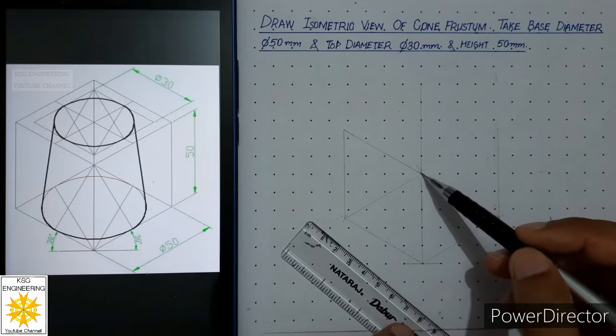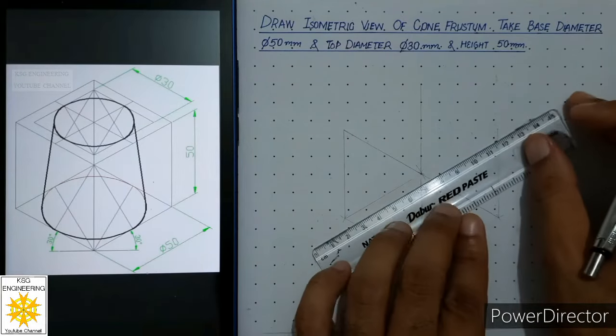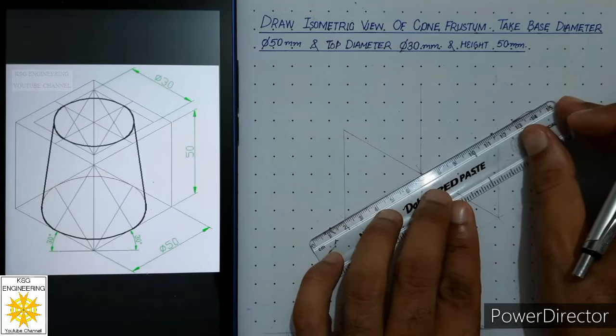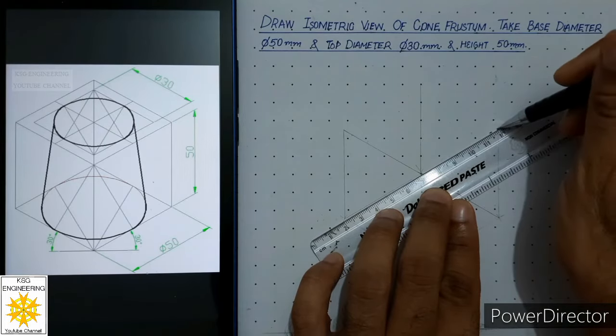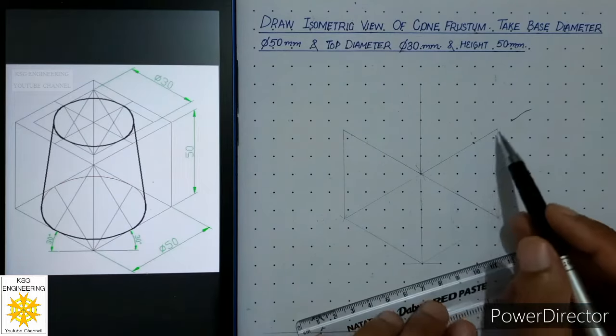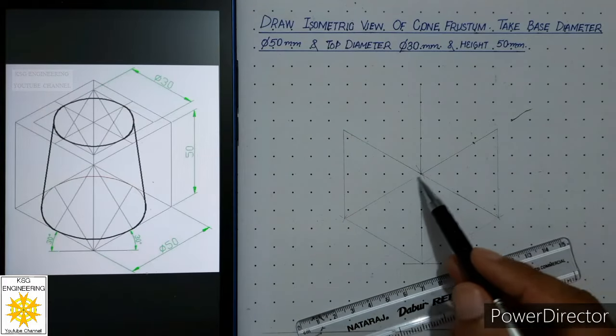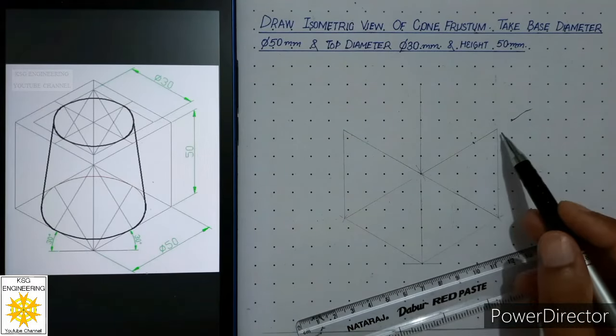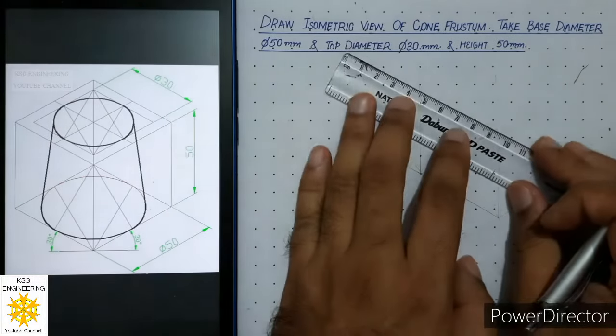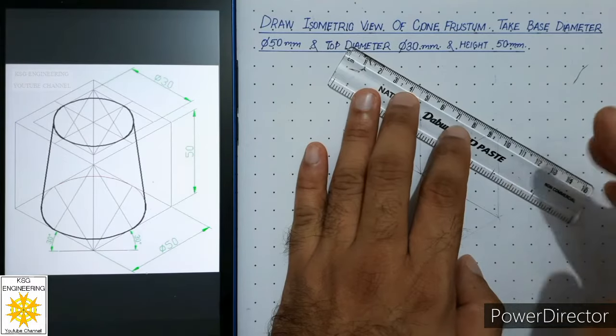Then align these 2 points with the help of a scale and draw another continuous thin line over here. So when you draw this line, you will find that these 2 lines will be in line. Then after that, we will connect these 2 points with another continuous thin line.